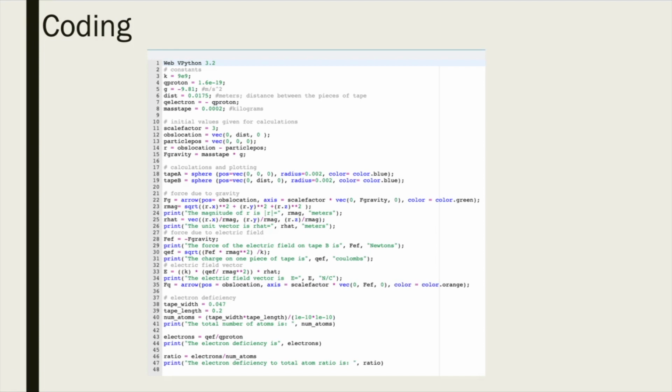And we see the coding in GlowScript. You can see how I split it up. First, we have the constants used. Some of the things, like the distance between the 2 pieces of tape, the gravitational constant, other constants there. And then we move into the initial values we saw with the mass of the tape. And then we also had calculations for forces and for the plotting.